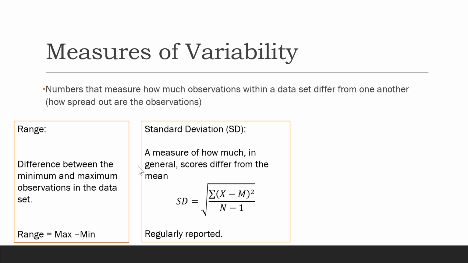Another measure of variability is called your standard deviation, and a lot of times we abbreviate that with SD. It is a measure of how much, in general, your scores differ with respect to the mean. So it's not just how different they are, but in terms of the mean, how far out are they spread.